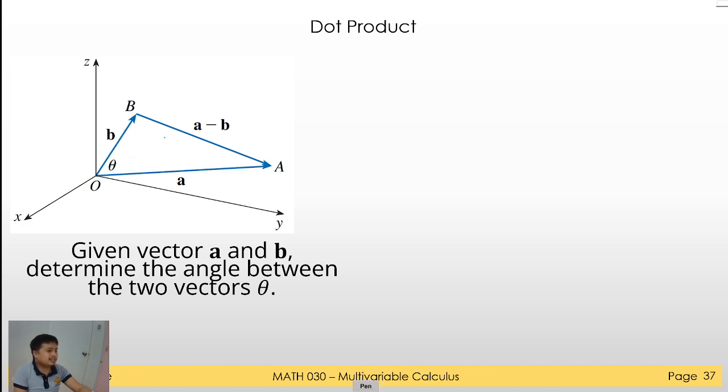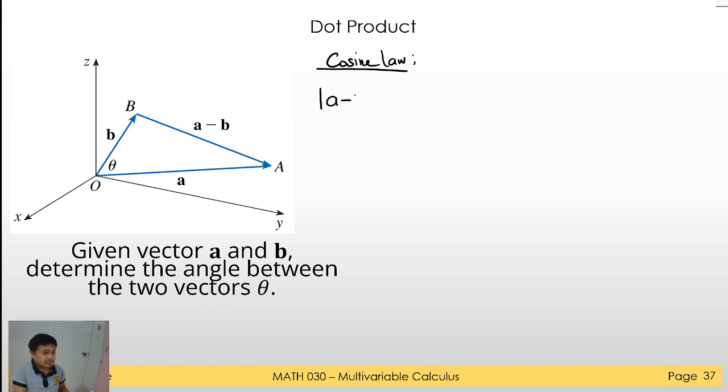And then seeing this, we can form a triangle that could help us relate their lengths. To relate their lengths here, we could utilize a concept in trigonometry, which is the cosine law. So using the cosine law, if you can remember, you can find the length of a minus b.